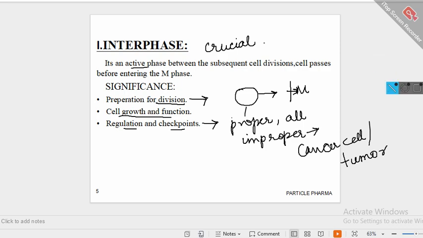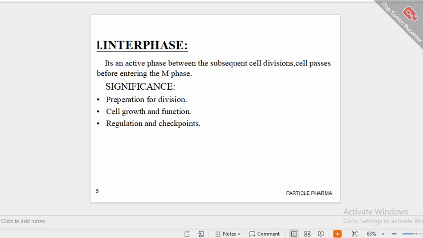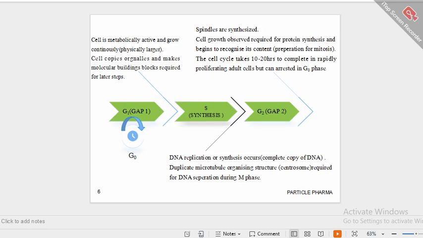How is interphase divided? In three subphases. What are those subphases? G1, S and G2. We will look into these phases: G1, synthesis and gap 2. G1 phase is the first phase of interphase. It is the longest phase of interphase, I can say. It helps in continuous cell growth, and it copies the organelles and makes molecular building blocks required for later steps such as mitosis.